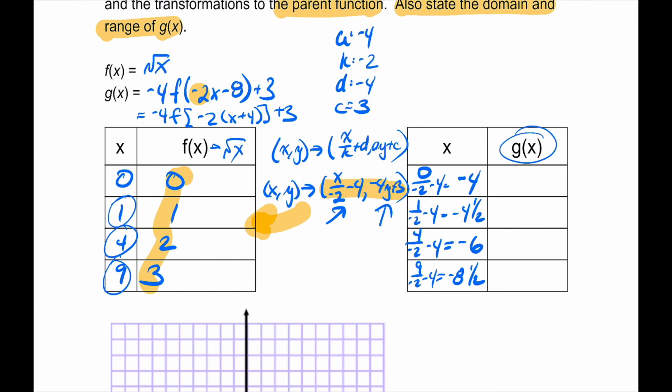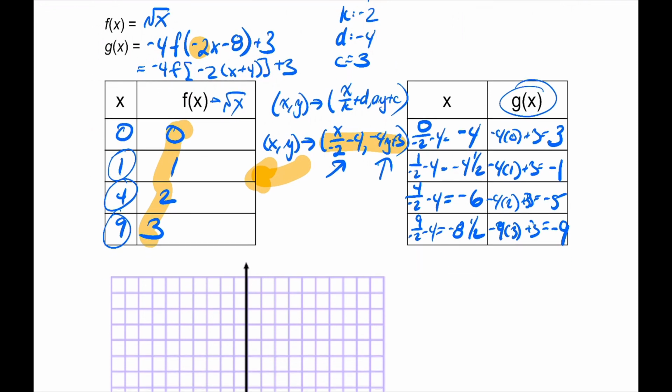So here the y is 0, so we need to transform the y coordinate of 0. That's going to be negative 4 times 0 plus 3. Well, negative 4 times 0 is just 0, plus 3 is 3. Then for y equals 1, that's going to be negative 4 times 1 plus 3. Well, that's negative 4 plus 3, which is going to be negative 1. And then y is 2, so it's going to be negative 4 times 2 plus 3. Well, that's negative 8 plus 3, which is negative 5. And the last one is when y is 3, so negative 4 times 3 plus 3. So that's going to be negative 12 plus 3, which is going to be negative 9.